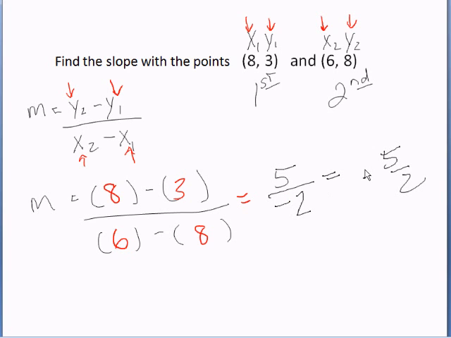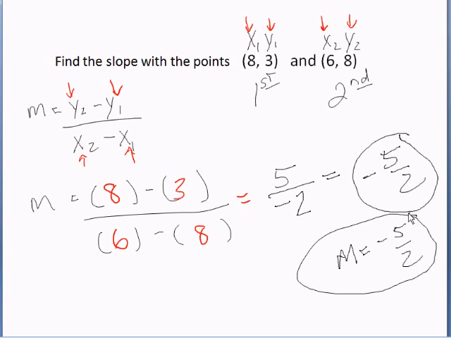Positive divided by a negative is a negative answer. So my slope for the second problem is a negative 5 over 2. We always leave slope in fraction form. Don't change it to a decimal unless there's decimals in the original problem. This is how you figure out the slope if you have 2 points.